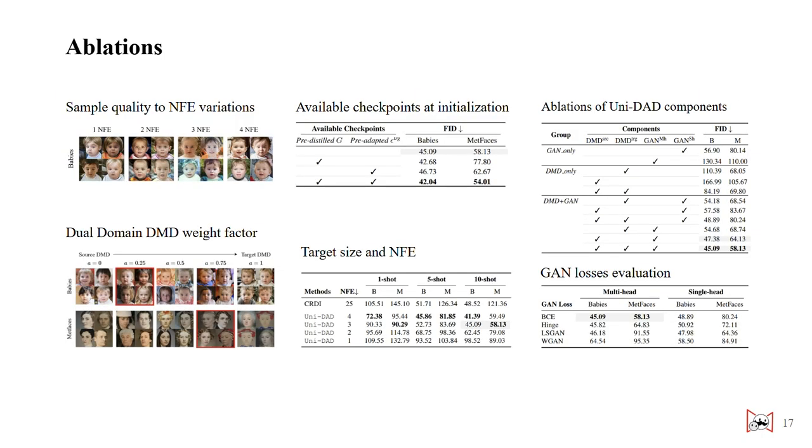We perform a wide range of ablations to further support our claims. We show that Uni-DAD can also be used as an adaptation method for distilled models, as well as a distillation method for adapted models. We further show that a careful choice of the weight factor in the dual domain DMD loss is needed to adapt well to each domain. We further show that Uni-DAD remains robust to the target size. Specifically, our method performs just as well in the difficult task of one-shot adaptation.